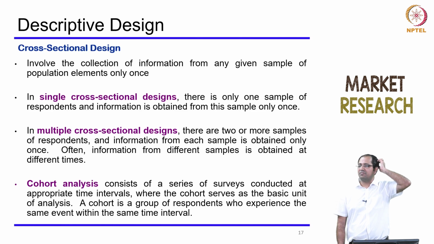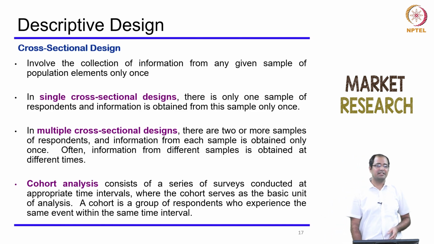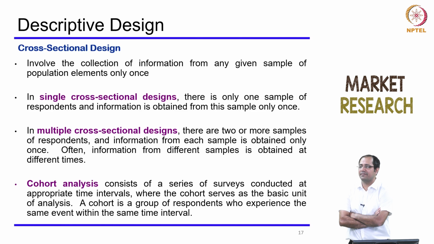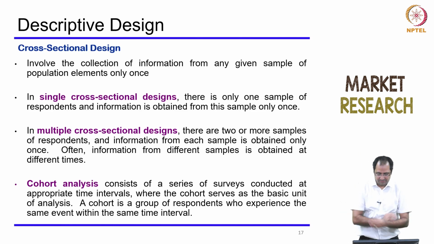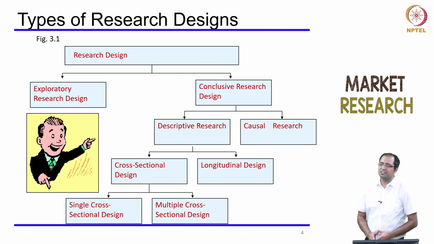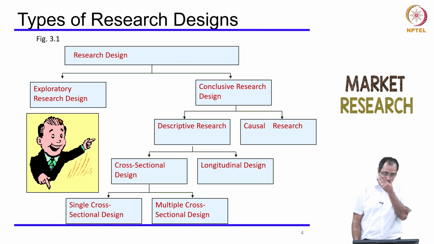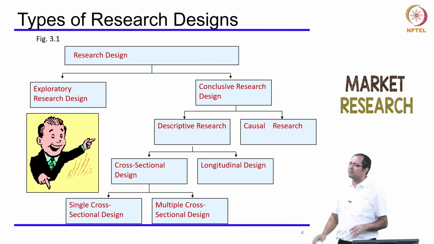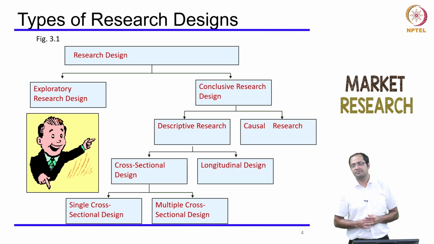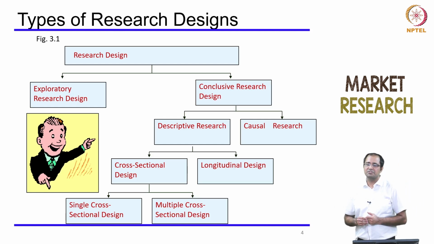Now descriptive research design is further broken down into single cross-sectional, multiple cross-sectional, cohort analysis, and longitudinal design, and we will discuss this right now. If we go to this particular slide, the descriptive research design is broken down into cross-sectional design and longitudinal design. Cross-sectional is further broken down into single cross-sectional and multiple cross-sectional. The most popular method of descriptive research is the survey method using a questionnaire. But it is very difficult to make a good questionnaire, and we will do that in the classes to come.